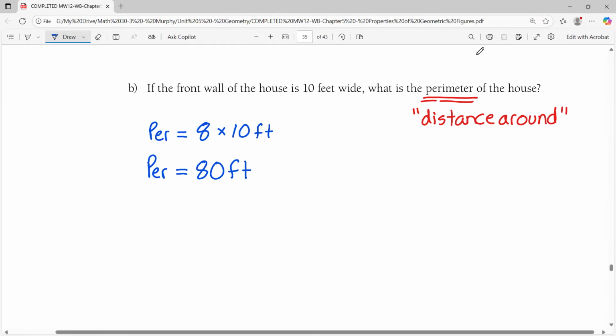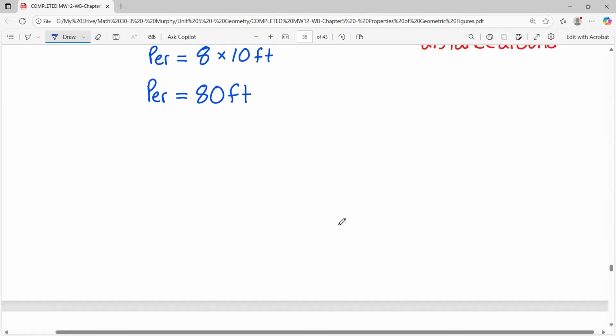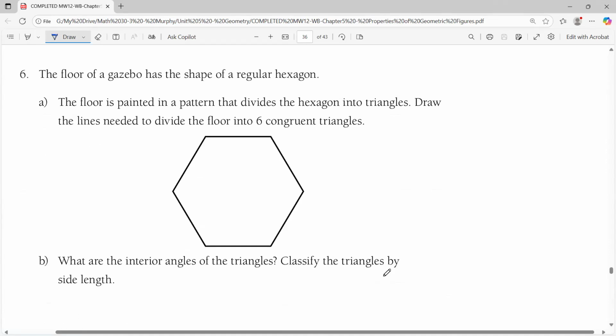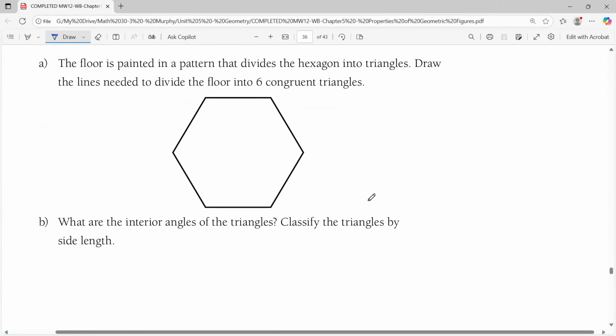Okay, and our last question. The floor of a gazebo, so it's just kind of an enclosure that you sit in. It's usually a hexagon. This is the floor. The floor is painted in a pattern that divides the hexagon into triangles. Draw the lines needed to divide the floor into 6 congruent triangles.